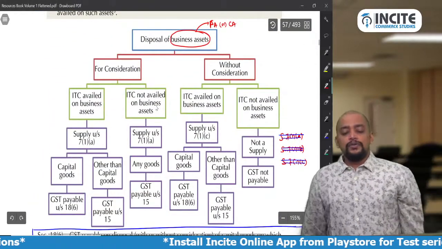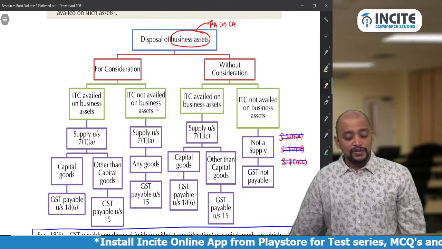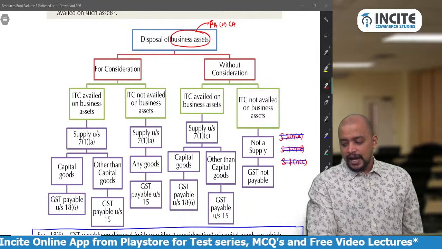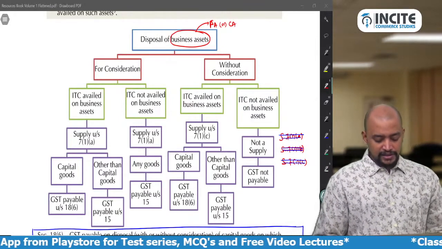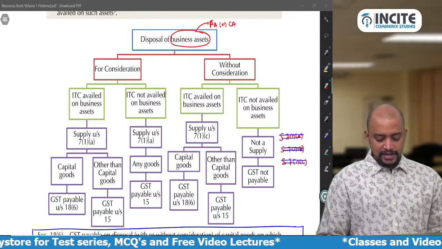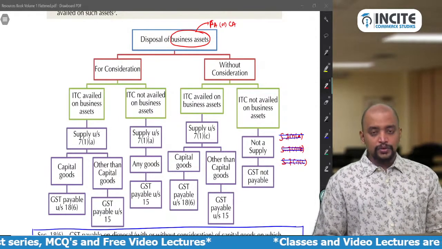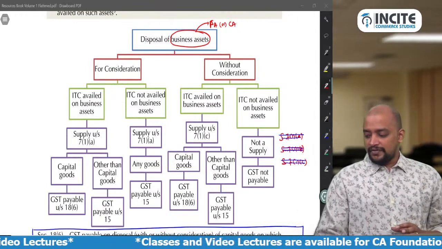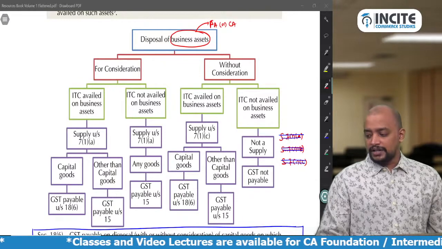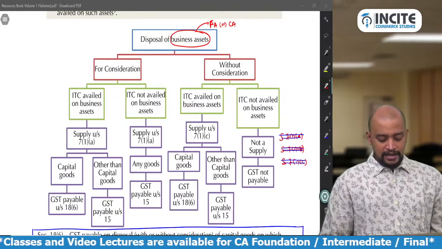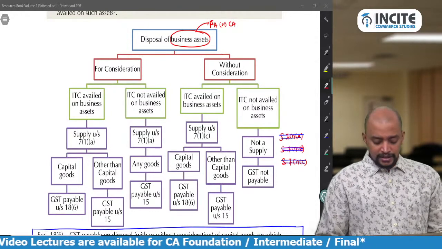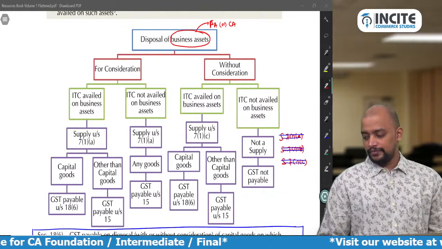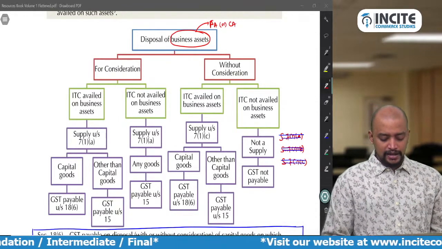Now listen carefully. I am giving you one question. You need to answer that. So I purchased raw material and availed ITC on the same. Then converted it into FG, finished goods. And such FG is distributed as free sample. Now tell me, is it supply or not a supply?